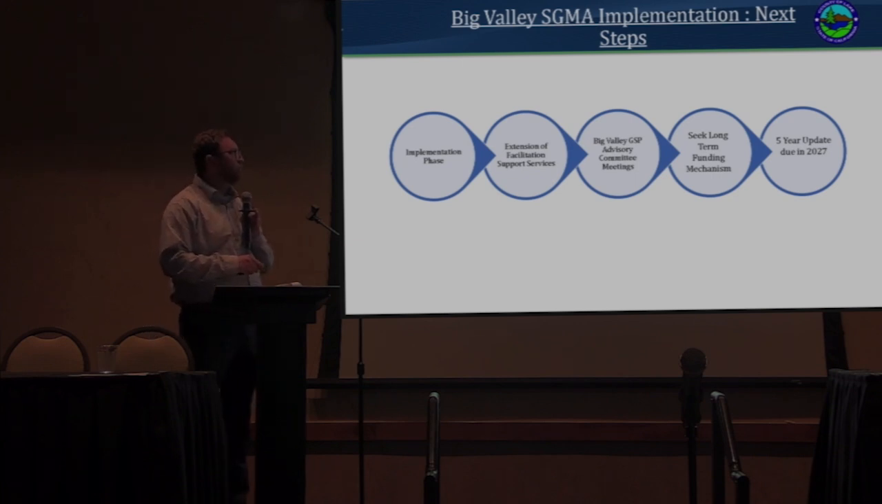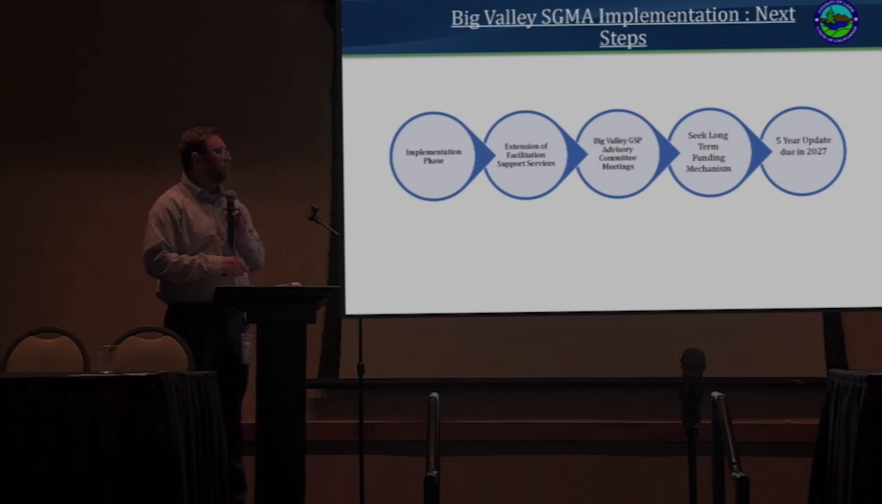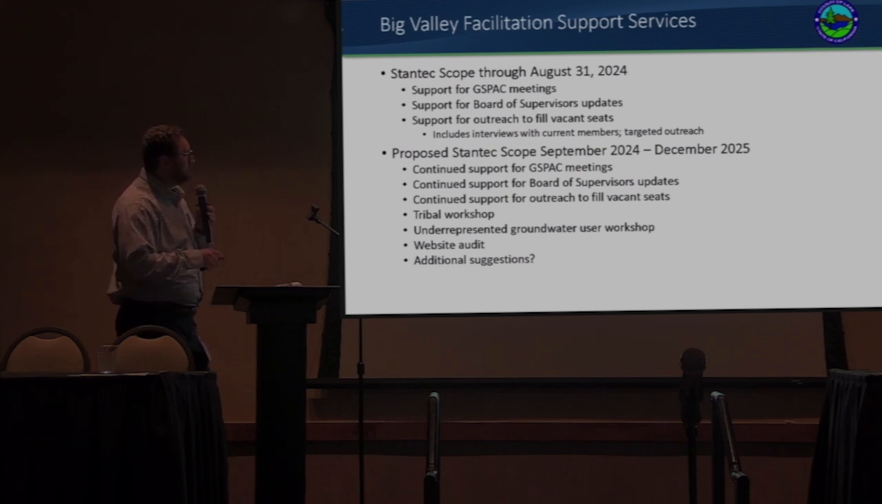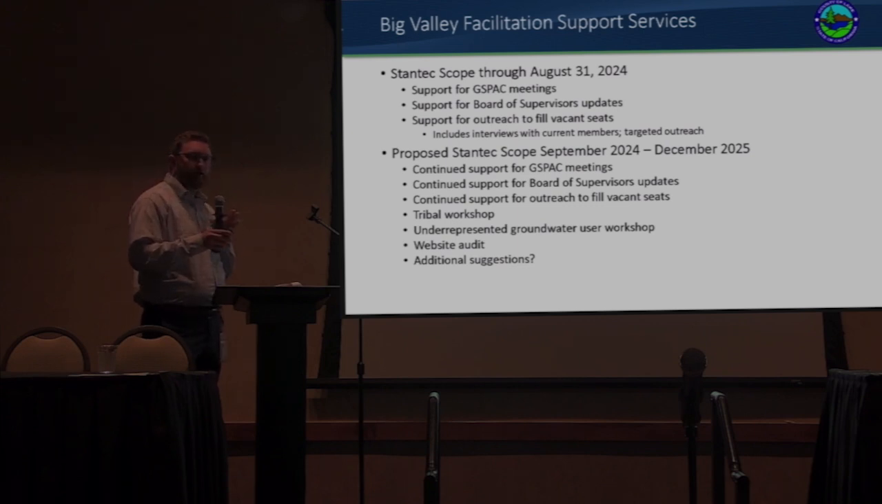Another thing that we're looking for is seeking a long-term funding mechanism. And then in 2027 is our 5-year update that's required. So these are some of the scopes that are facilitation support. Stantec is the company that has been consulted by the Department of Water Resources. And we currently have these 3 items here that are included in our current services till the end of August. And we just heard that it's been essentially approved, and we're finalizing our draft to continue these services from the end of August, September through December.